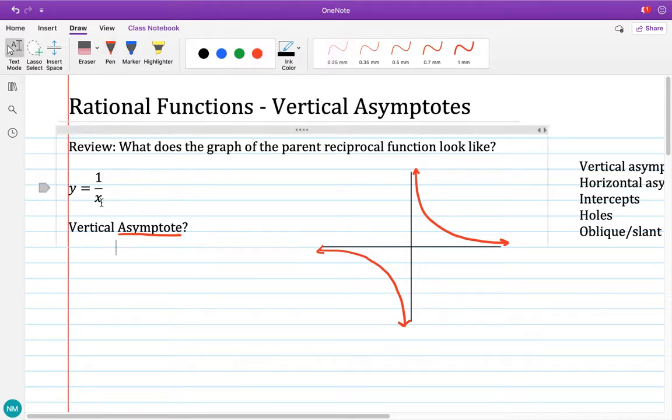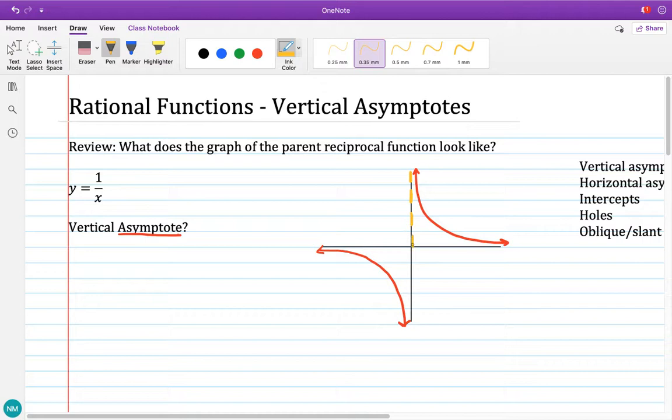Okay? Horizontal asymptotes do differ in definition, but for vertical asymptotes, it will never touch it. And we're going to talk about why in a minute. But is there a vertical line that this function infinitely approaches but never touches? Well, it infinitely approaches the y-axis, which is a vertical line, right? What is this line? x equals 0. So my vertical asymptote here is x equals 0.